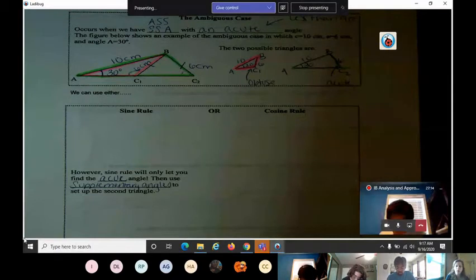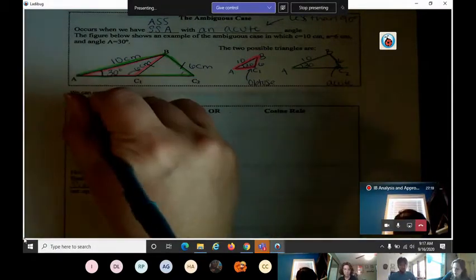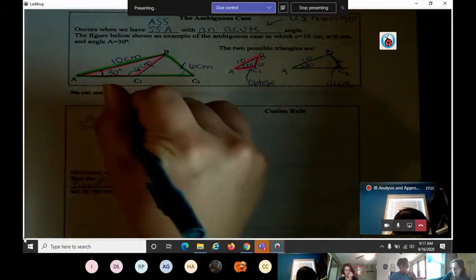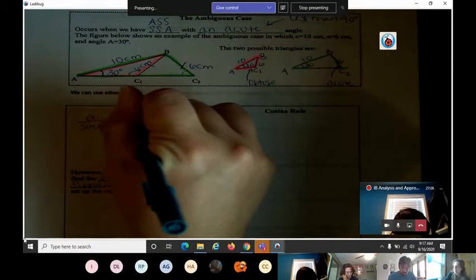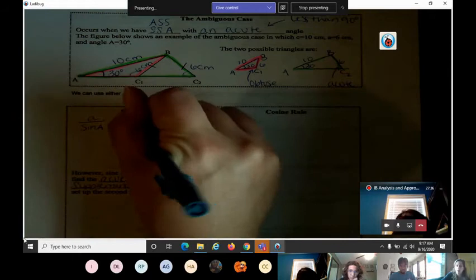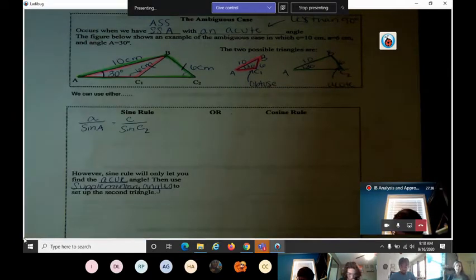Okay, so for the green triangle, we're going to set up our sine rule. We're going to use a over sine A equals c over sine C, because those are the values we know. This is going to be solving for our C2 specifically. Does everybody see that? What questions do you guys have so far?